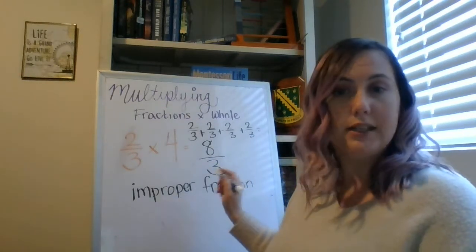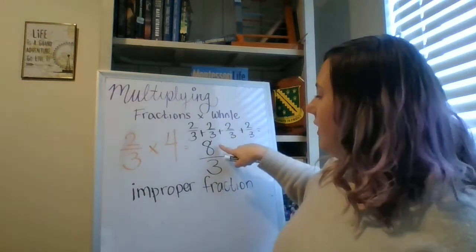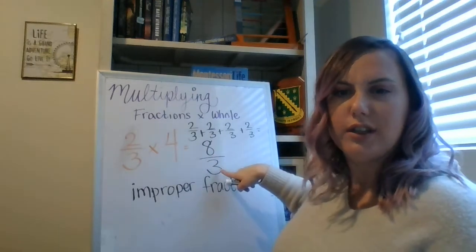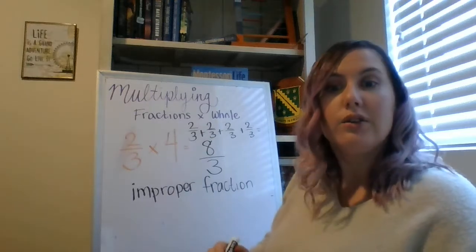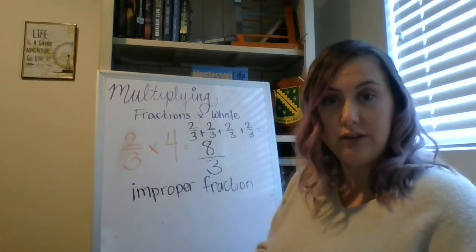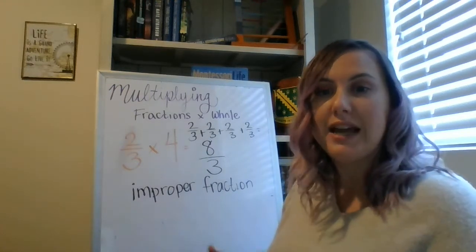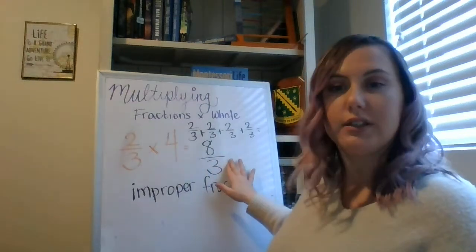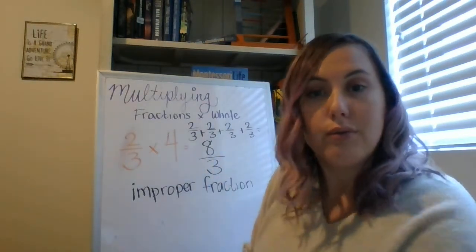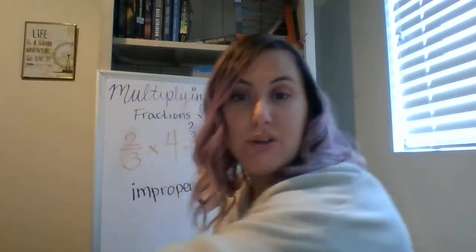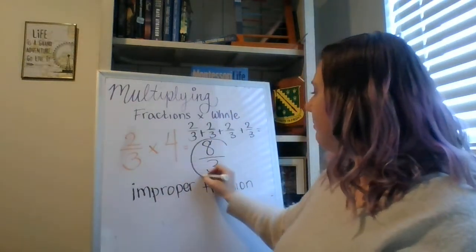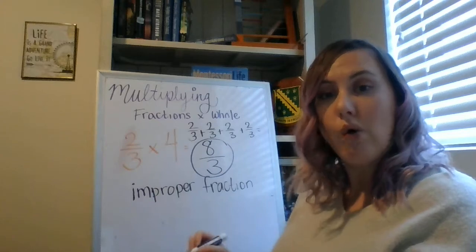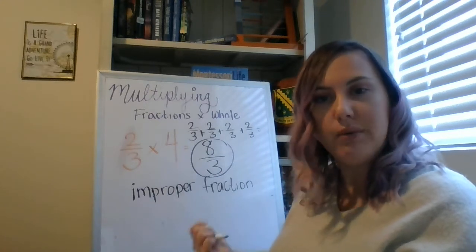But that is improper. The numerator is larger than the denominator. What is 8/3? That doesn't help us. So we are going to change it. We're going to make as many wholes as we can out of 8/3. A whole, when we're doing the family of 3, is 3/3. Remember, 3/3 makes a whole. So we're going to take this number and find out how many wholes are in 8/3 and how many we have left over.